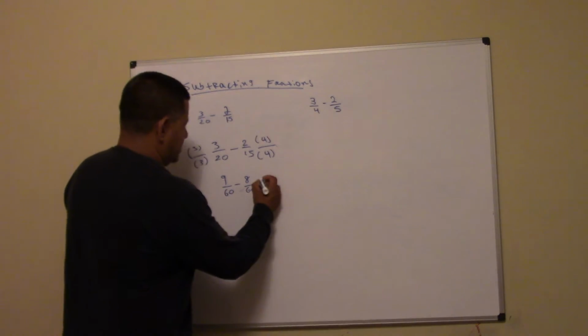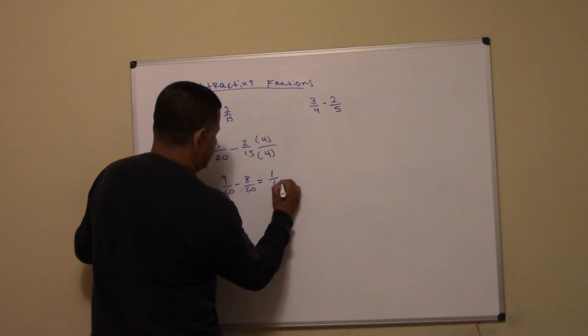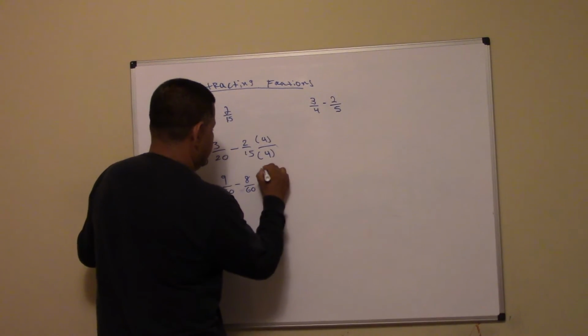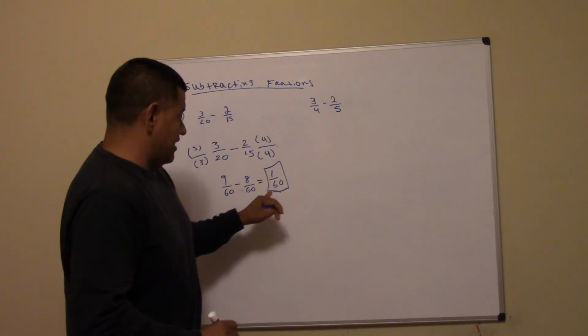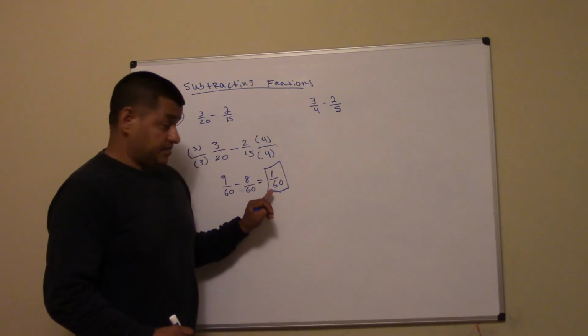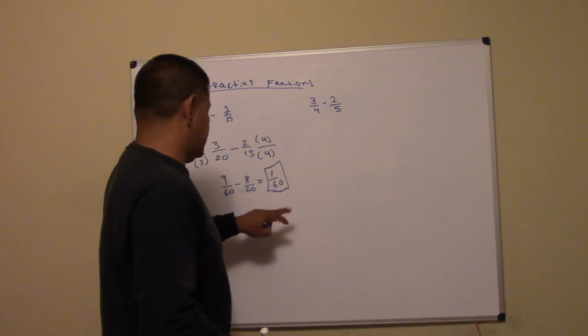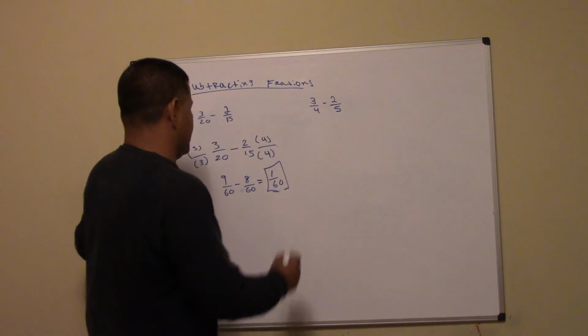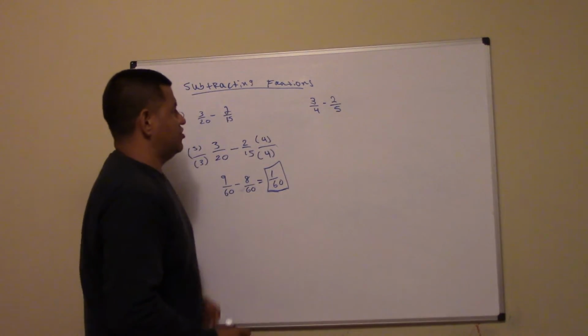So therefore the answer for this is nothing but 1 over 60, right? So that is the answer for this one. In this case, I don't have to do anything because it's already in the lowest terms, right? So it's good. This should be the right answer, and it's already reduced to the lowest term.